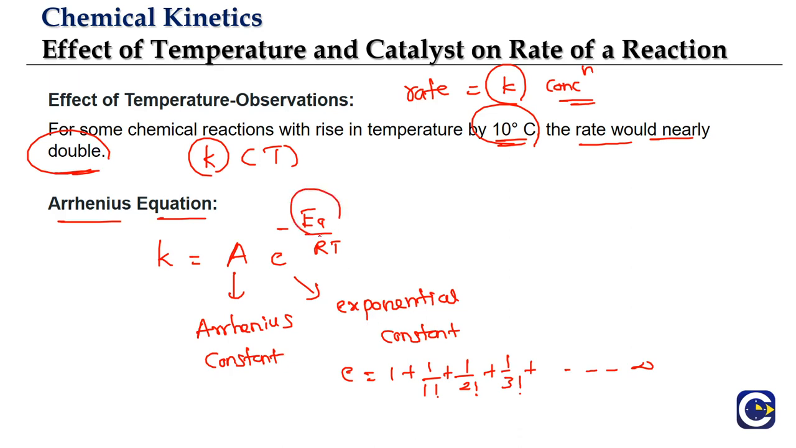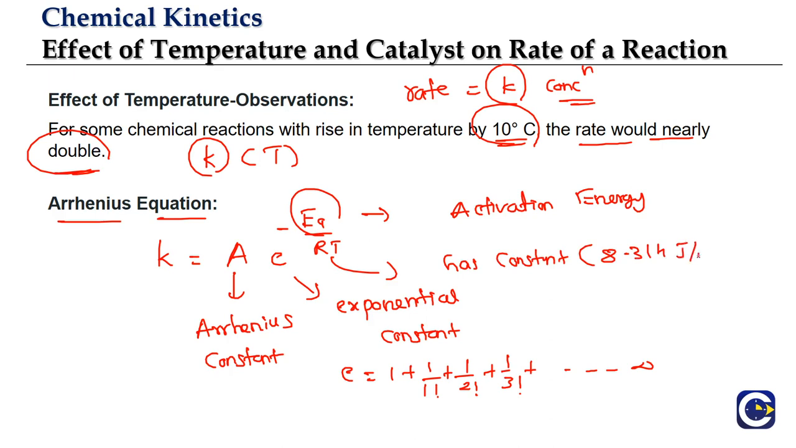The Ea term here, E subscript A, is what we will call the activation energy. We'll talk about this in the further discussion. R is of course the universal gas constant, whose value in the SI system is 8.314 joule per mole per Kelvin, and T is the temperature in Kelvin scale. So this is the Arrhenius expression, which tells the dependency of the rate constant on two important parameters: one is the activation energy and the second is the temperature.